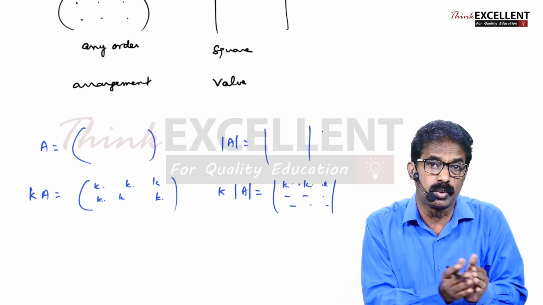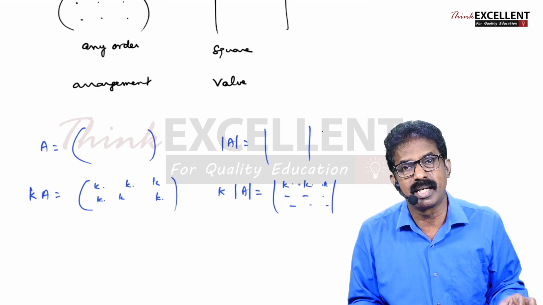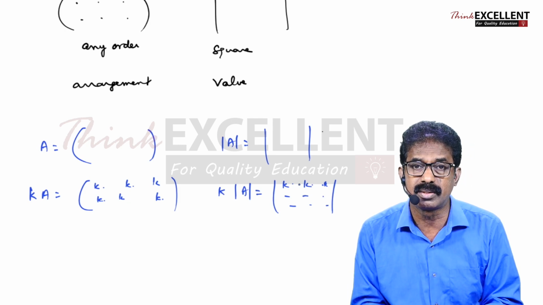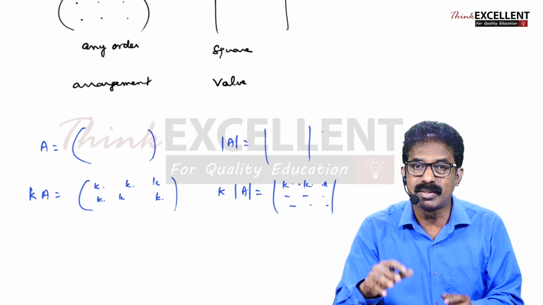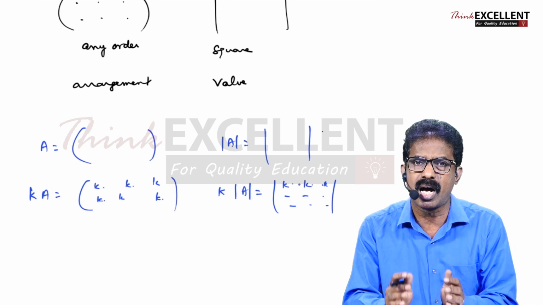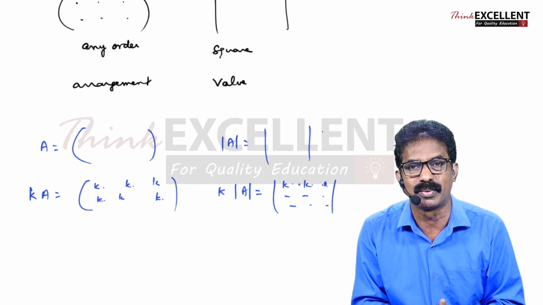Same way when you take it out also. In a matrix, when can you take a number outside? If it is common for all the elements. Suppose it is a 3 by 3 matrix. For all the 9 elements, if something is common, you can take it out. But in a determinant, if something is common in any one row or in one column, you can take it out.